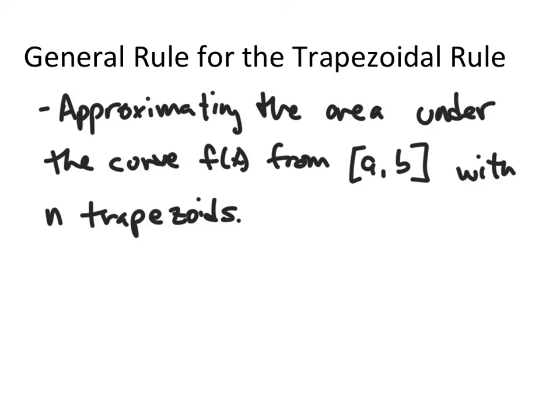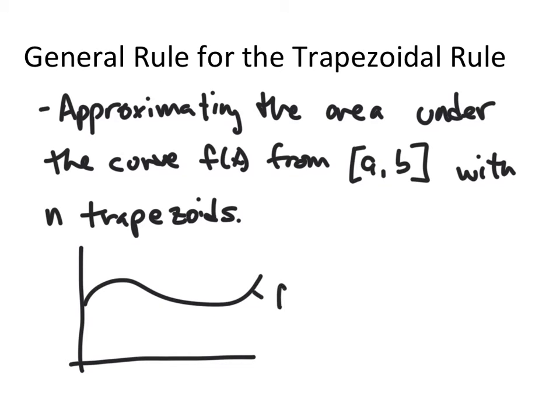But what I want to do just real quick is draw a quick little graph of my function f of x. So here's f of x. Here's A, and here's B. And so what we end up having here is all these different trapezoids, okay? And the idea is that we want to add all these up.